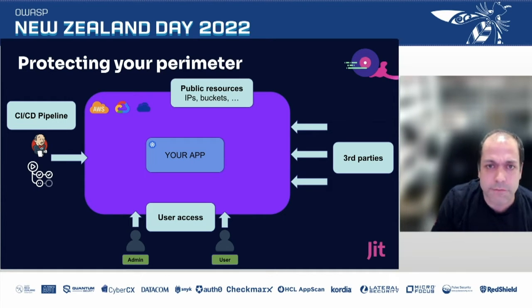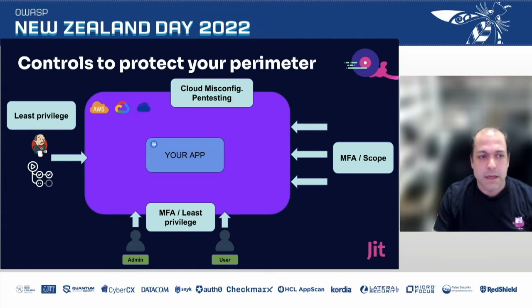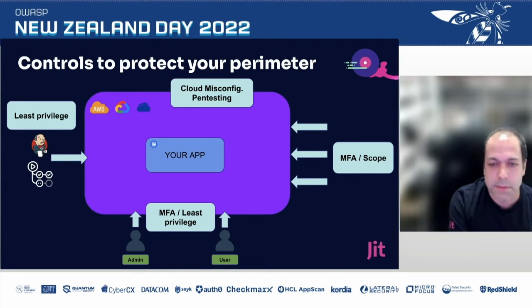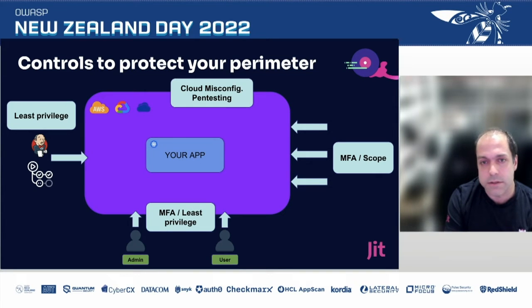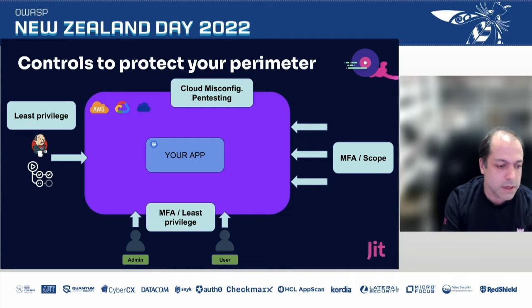So what can you do to protect your perimeter? Well, basically, there are a lot of controls that you can apply to your environment and to your perimeter in order to protect them. First of all, if you think of your CI/CD pipeline, what you want to do there is to apply the least privilege principle. So, for example, if you're using some token in your CI/CD pipeline in order to deploy your application, make sure that you're not giving it too much privilege. For example, that it cannot create a lot of different resources in your cloud, and that you're only limiting the access of your token to the things that you really need in order to deploy your application.